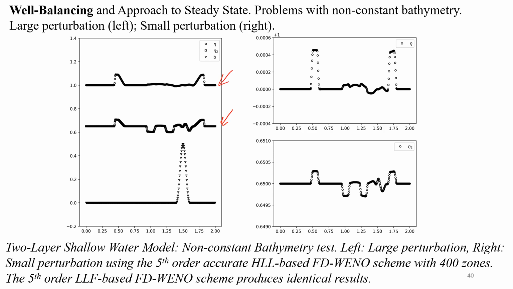The left panel shows you what happens when you have a large perturbation in the problem, and the right panel shows you what happens when you have a very small perturbation in the problem. So you can actually see that these variations out here are extremely tiny, showing us that the variables eta and eta2 that need to actually tend to 0 or tend to constant numbers are actually being preserved. You don't have any numerically generated storms in this sort of problem.